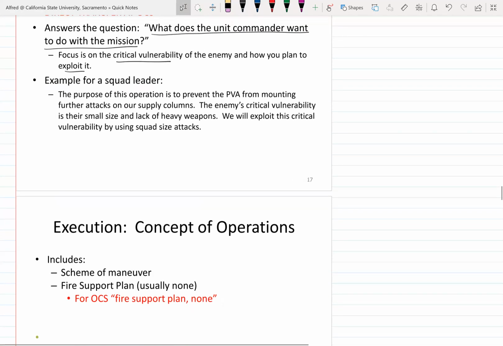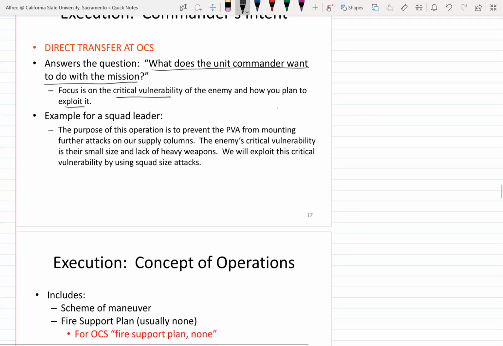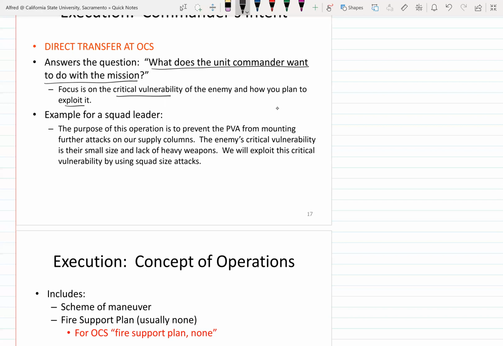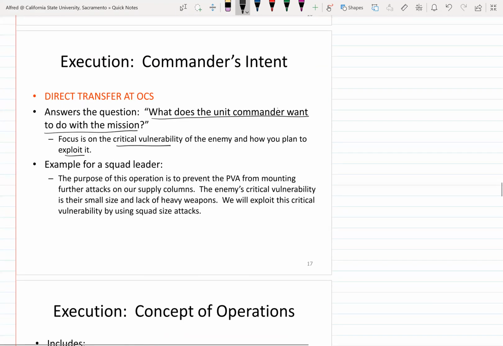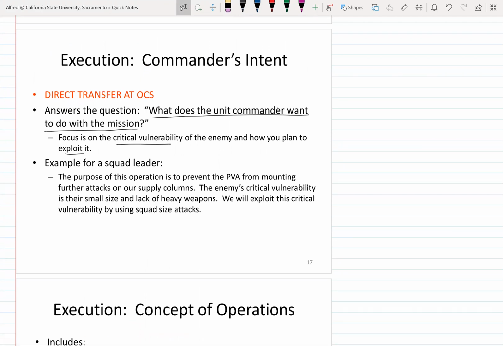So then I'm gonna read it. Commander's intent. The purpose of this operation is to prevent the PVA from mounting further attacks on our supply columns. The enemy's critical vulnerability is their small size and lack of heavy weapons. We will exploit this critical vulnerability by using squad-size attacks. That's it. It's almost like compressing everything down from the highest commander.